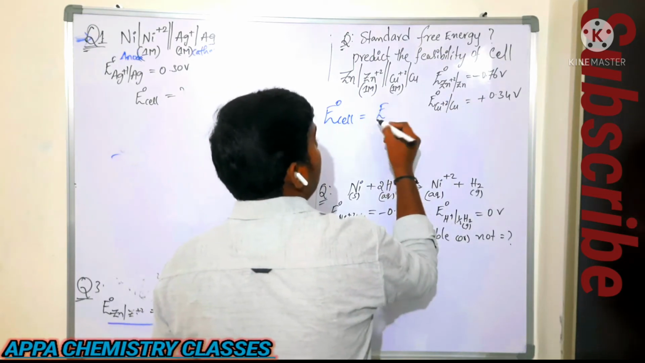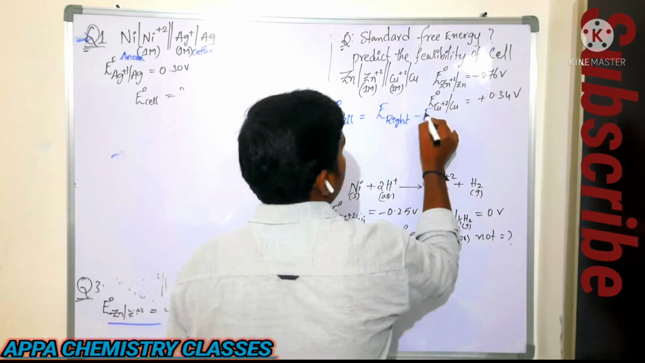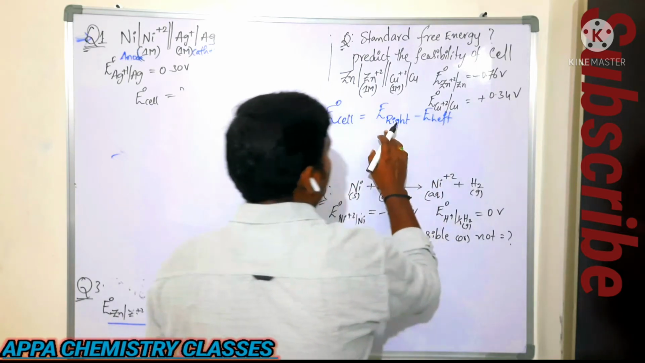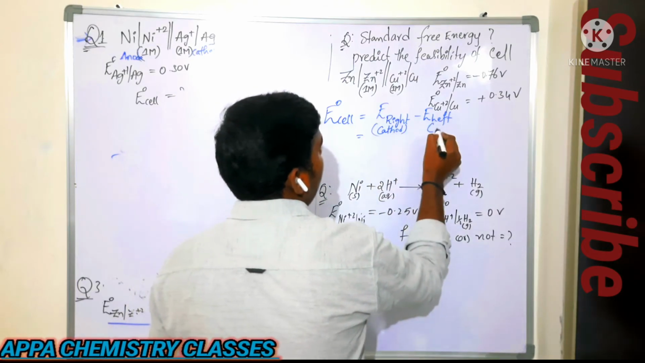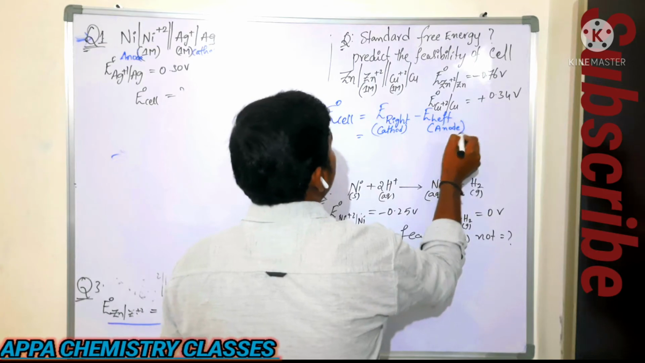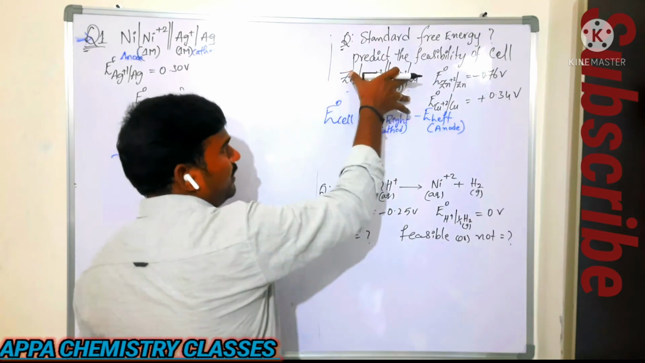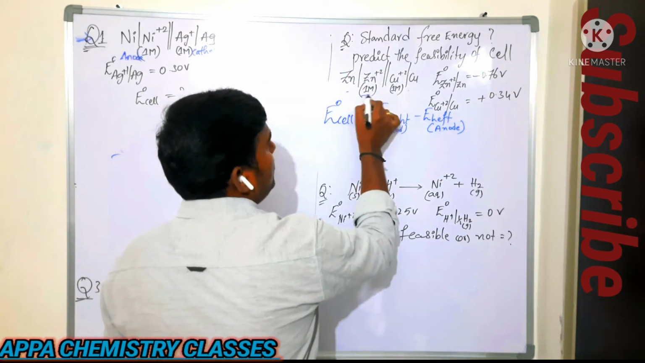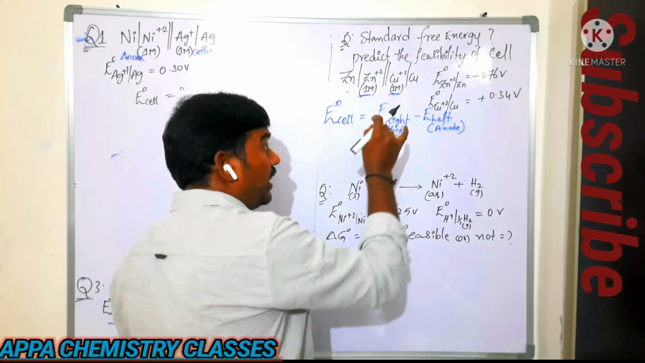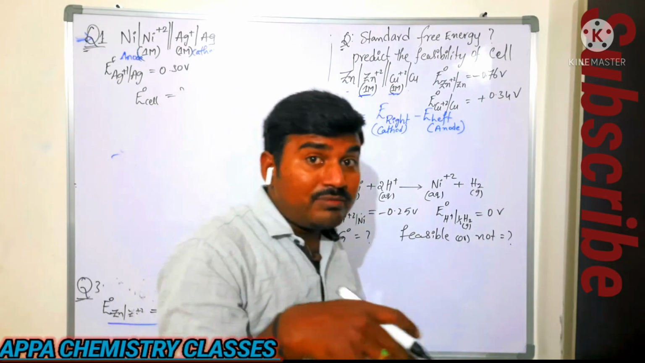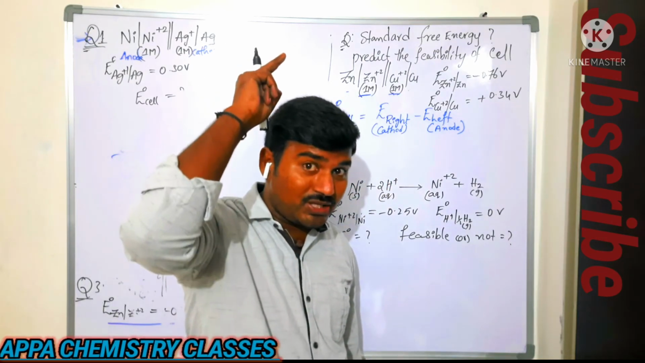That is E cathode minus E anode, that is E right minus E left. The right electrode potential is nothing but cathode potential minus anode potential. Which is anode here? This one is anode and this is cathode. Now they have given the cell representation. You see here in every case they are mentioning 1 molar, which means standard condition. In standard condition only we will calculate like this. If they are asking for a variation in concentration and temperature, then we have to follow the Nernst equation.